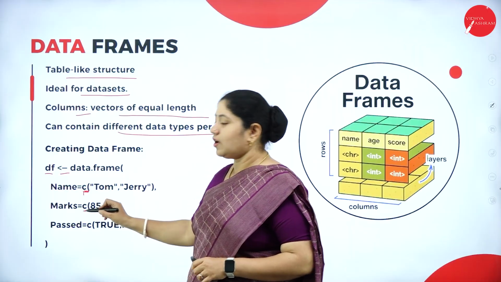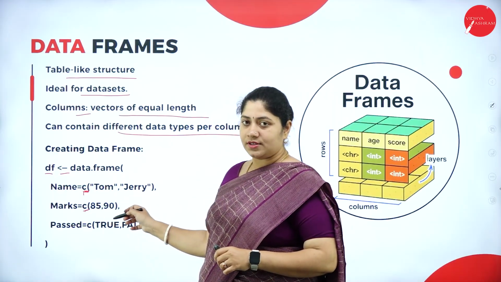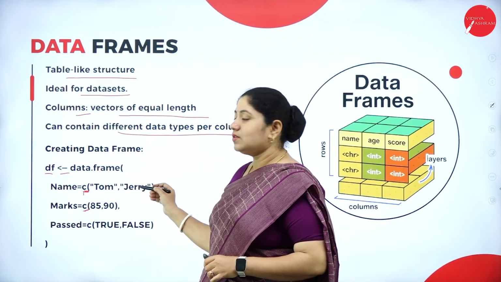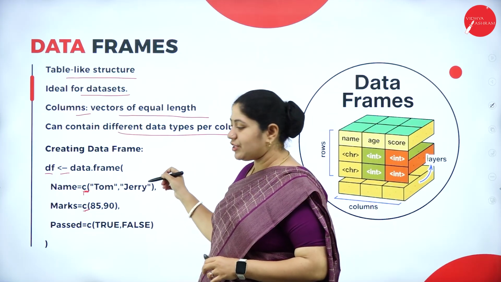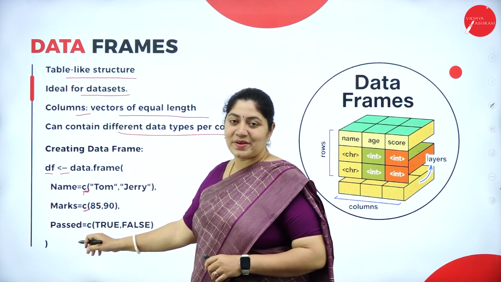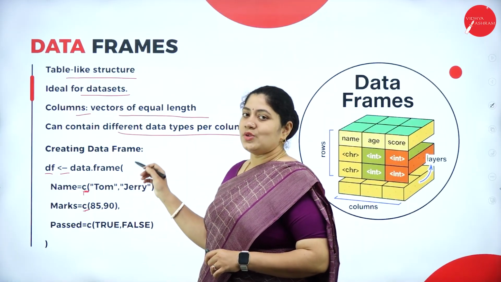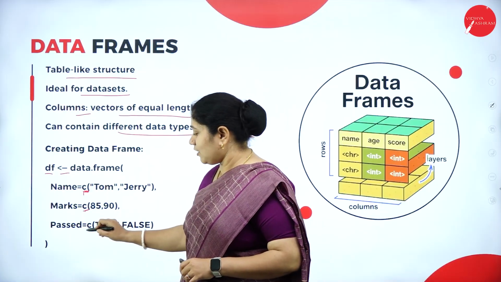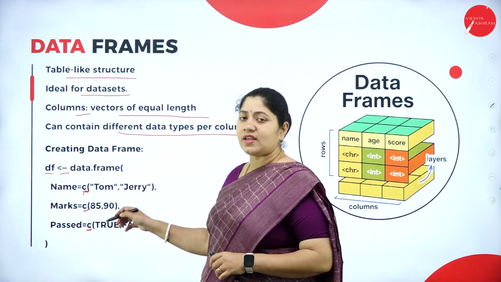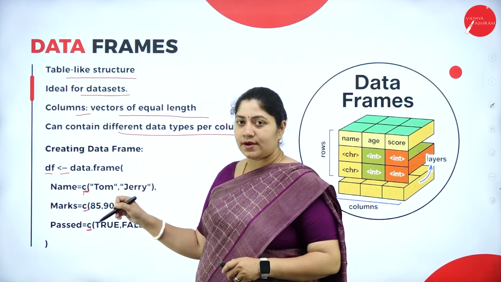Again under marks we are considering a vector form, that's C of 85, 90. So what is 85? The marks of Tom, and the 90 is the marks of Jerry. Now let's see the pass value, whether it is true or false. In order to represent that, again we use the vector C and define true, false. So this is how we can create a data frame.